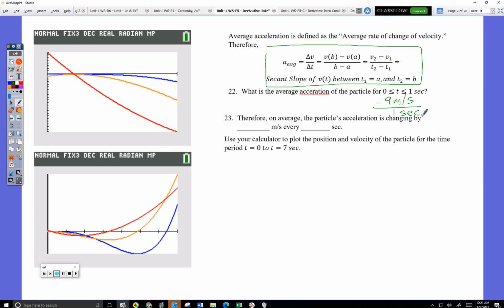Questions? Okay. Therefore, on average, the velocity is, this should say velocity, sorry. Your worksheet, I believe, says velocity there, item 23. So I just need to fix the screenshot. So therefore, on average, the particle's velocity is changing by -9 meters per second every 1 second. Question?